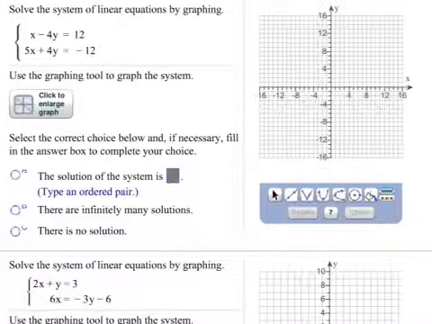Okay, so now in number 9, again we're going to graph these two equations, but these are a little bit harder, so I can't really use the method I used on number 5. I can't really think of numbers that I could put in place of x and y.